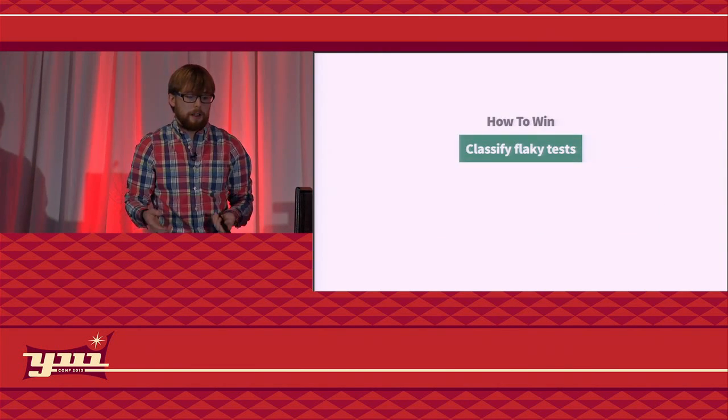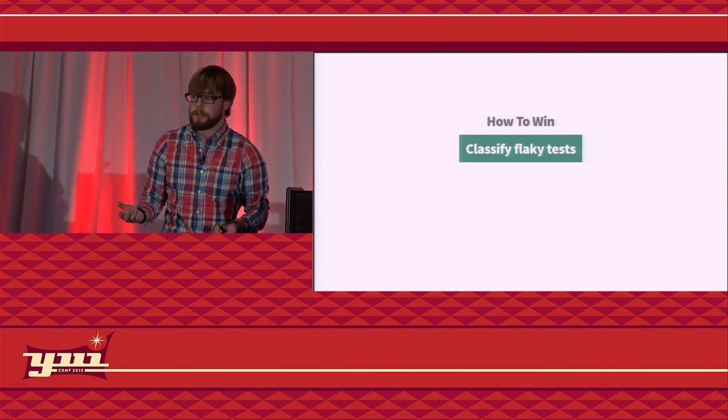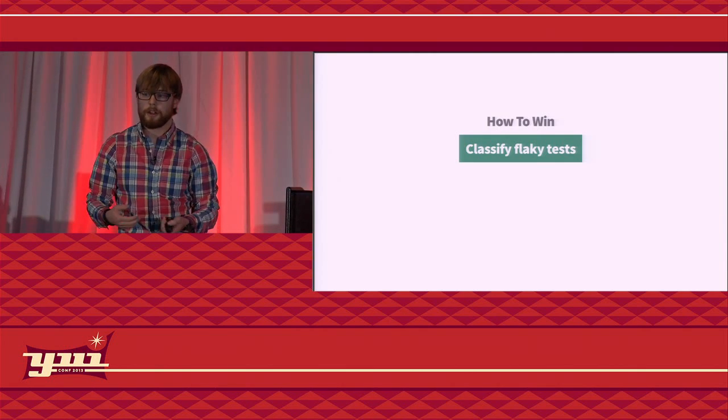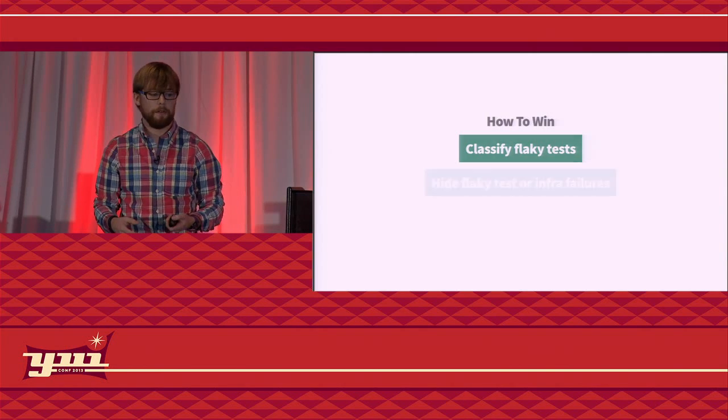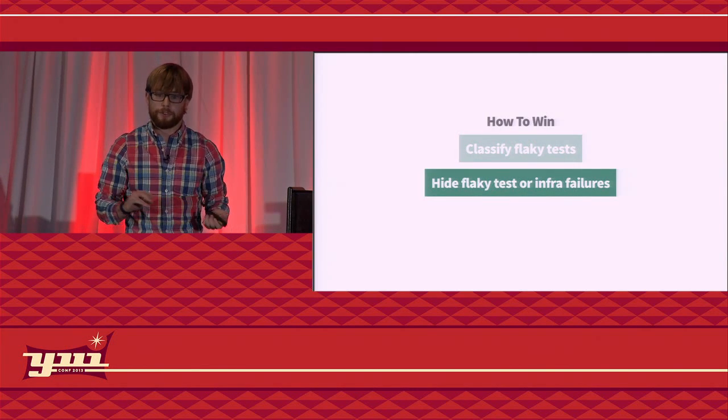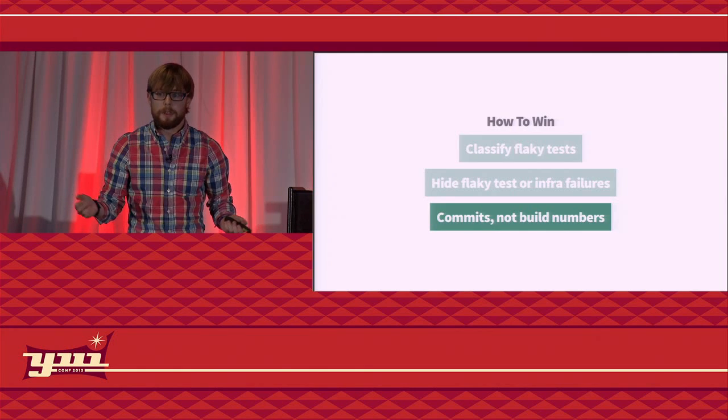And so how to do this: classify flaky tests. Your CI system should understand what's flaky and what's not when you're starting to ramp up on testing more. Hide flaky tests and infrastructure failures from engineers, and focus on commits.